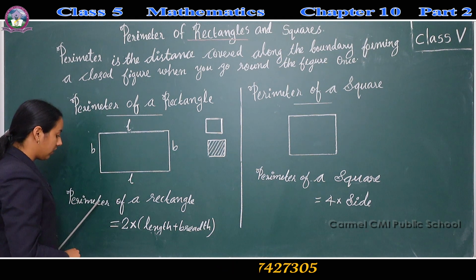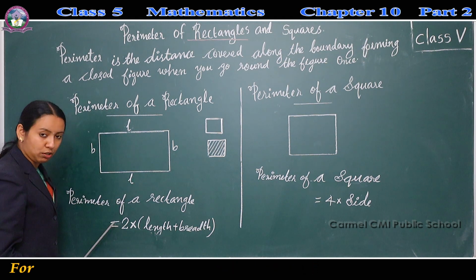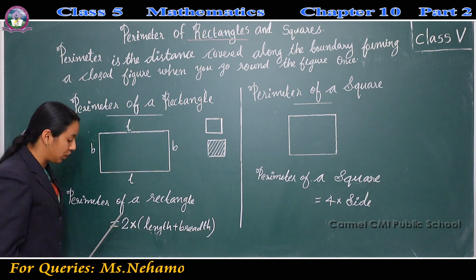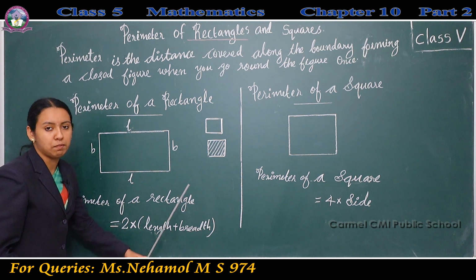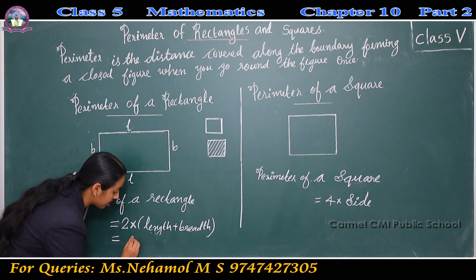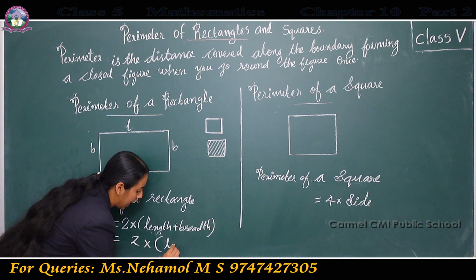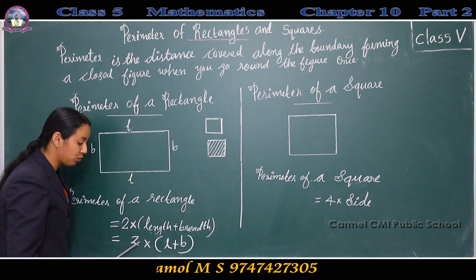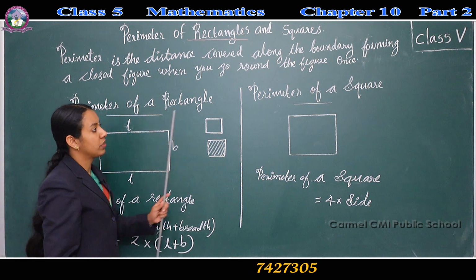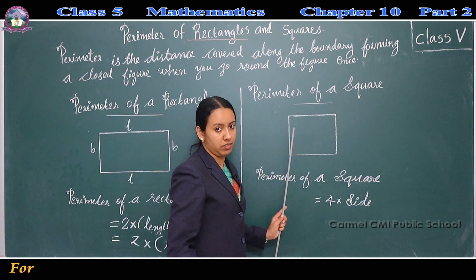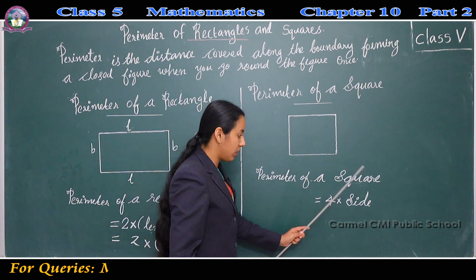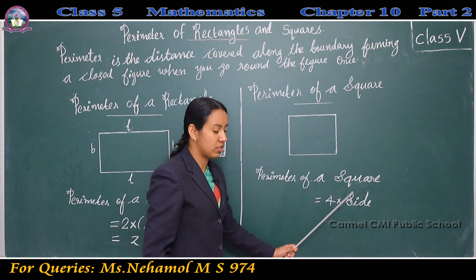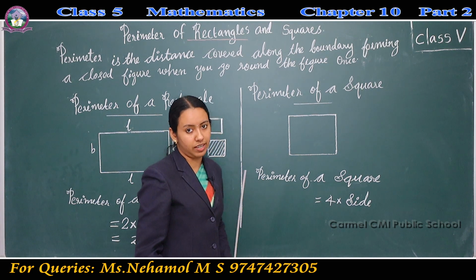Then we can also write perimeter of a rectangle is equal to 2 into (length plus breadth). That is the formula. In short, we can write it as 2 into (L plus B). Next one, perimeter of a square. This is a square and perimeter of a square is equal to 4 into side. That means 4 into length of a side.